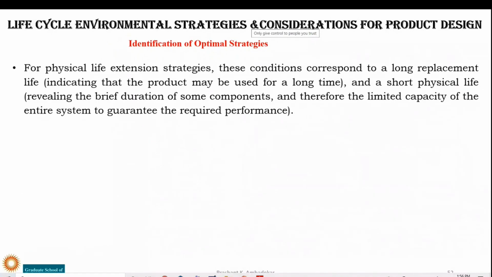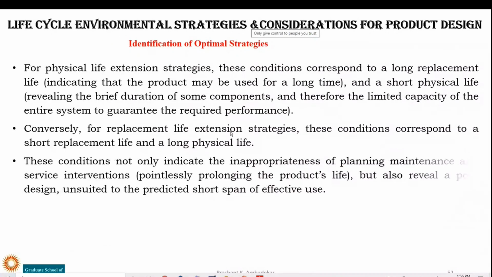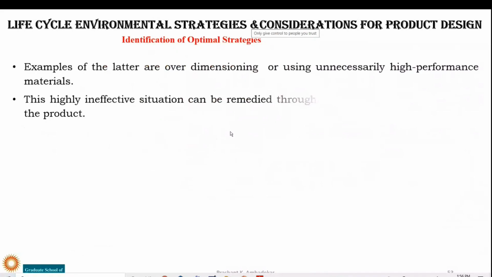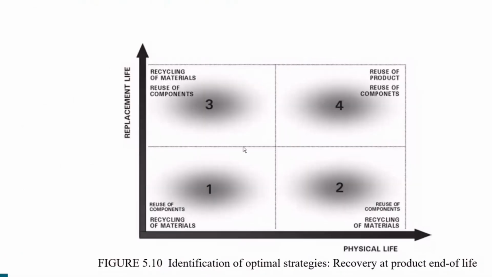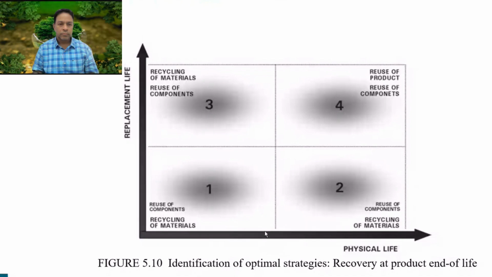So based on this, we need to identify the optimal strategy. For identifying the optimal strategy, this we have also discussed. This is another figure which is providing us the optimal strategy. What is the optimal strategy? It says that if the physical life of the product is less, if it is going to last only 5 years, then its replacement life should also be less. But then this is not possible because replacement life does not depend on physical life.